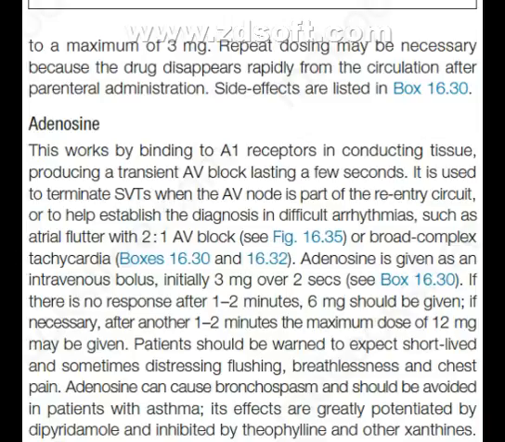Patients should be warned to expect short-lived and sometimes distressing flushing, breathlessness, and chest pain. Adenosine can cause bronchospasm and should be avoided in patients with asthma. Its effects are greatly potentiated by dipyridamole and inhibited by theophylline and other xanthines.